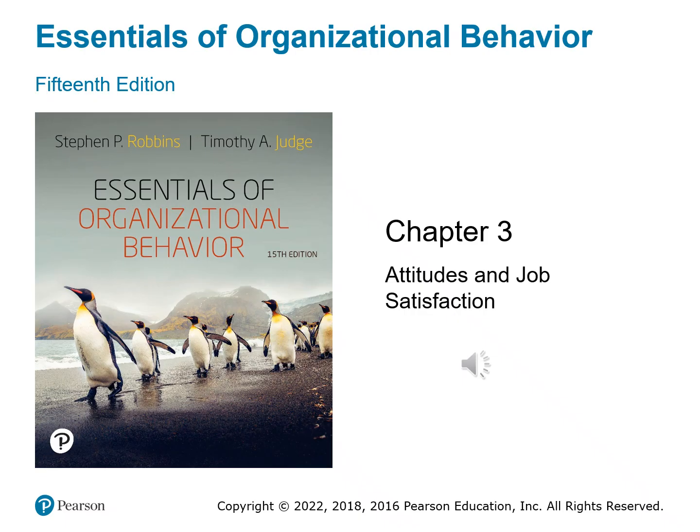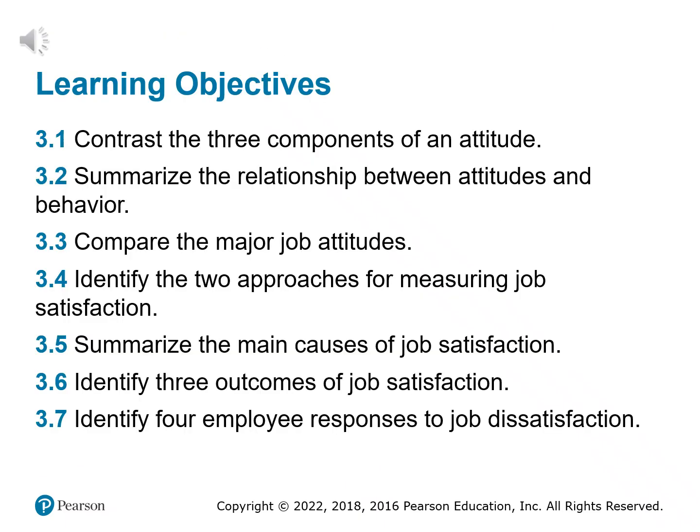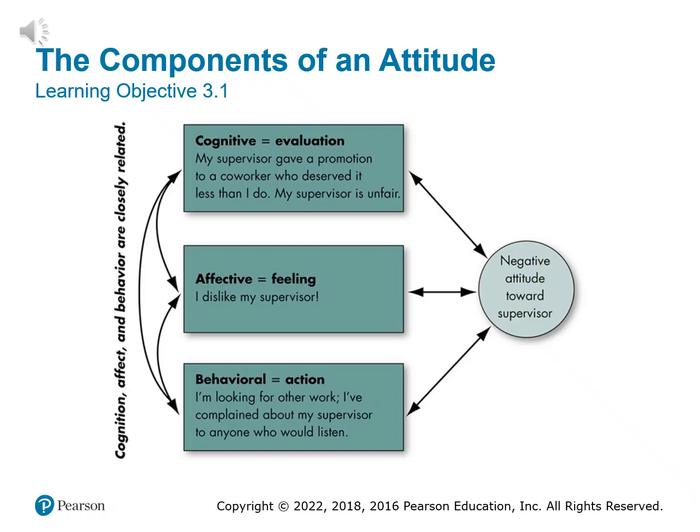Let's get started. After working through the activities for this chapter, you should be able to contrast the 3 components of an attitude, summarize the relationship between attitudes and behaviors, compare the major job attitudes, identify the 2 approaches for measuring job satisfaction, summarize the main cause of job satisfaction, identify 3 outcomes of job satisfaction, and identify 4 employee responses to dissatisfaction.